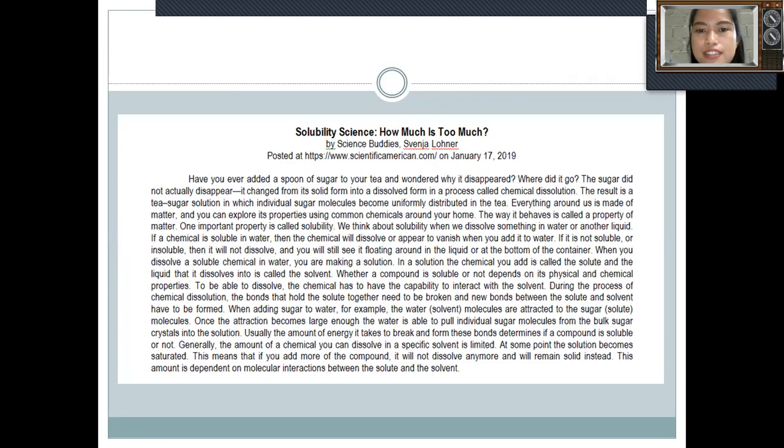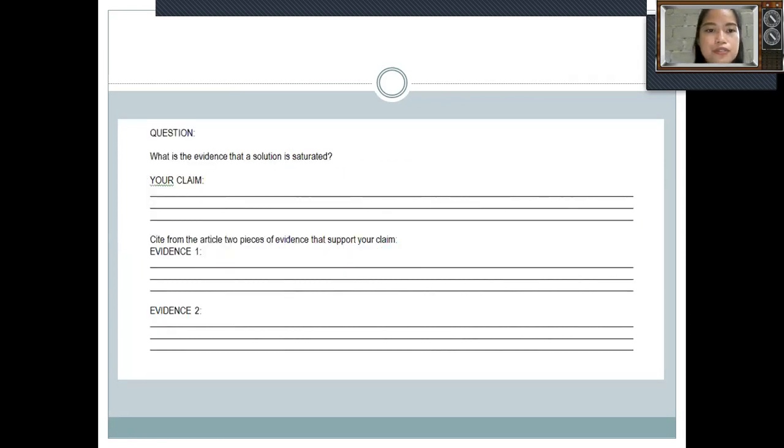Okay? So there are questions posted. You're going to put your claim, but you should base that claim on the article. So cite from the article 2 pieces of evidence that support your claim. So you're just going to copy the sentence you found from the article that supports your claim, okay? So you're going to search for evidence 1 and 2.